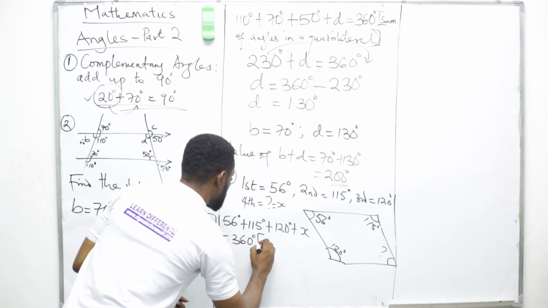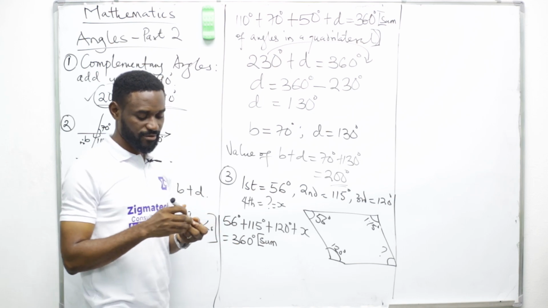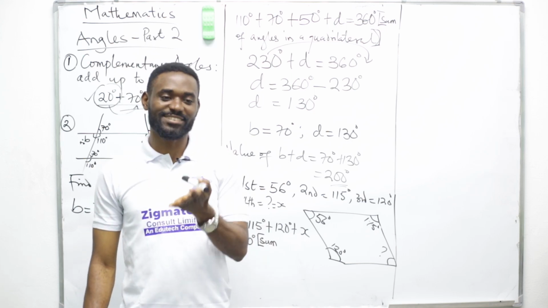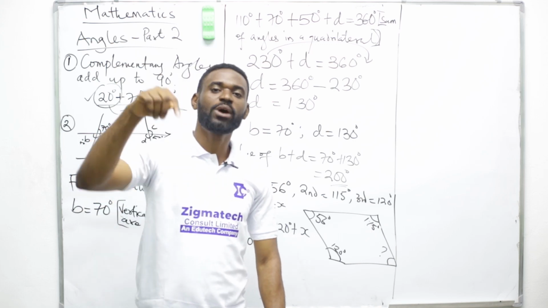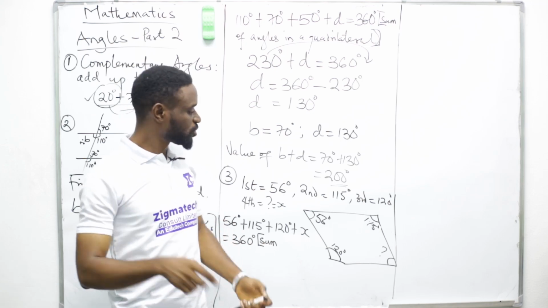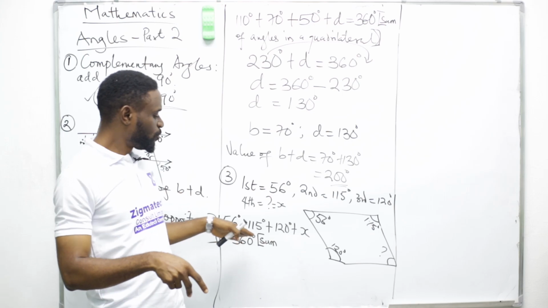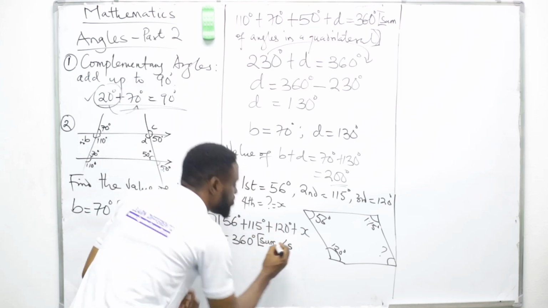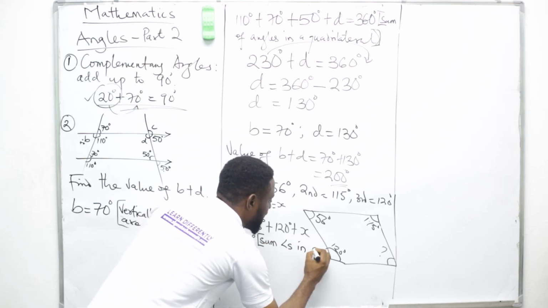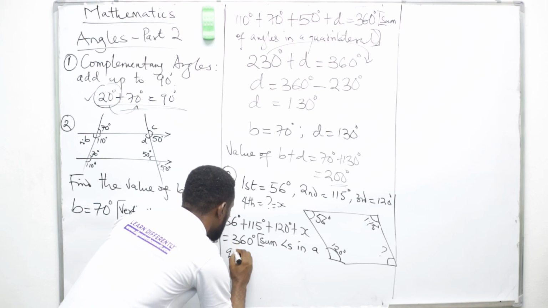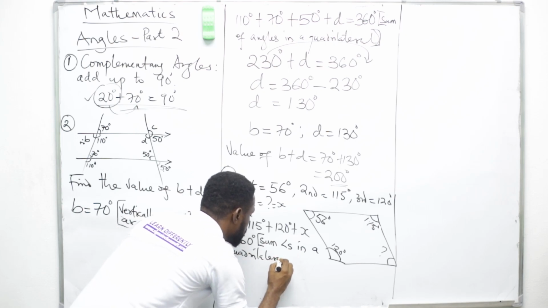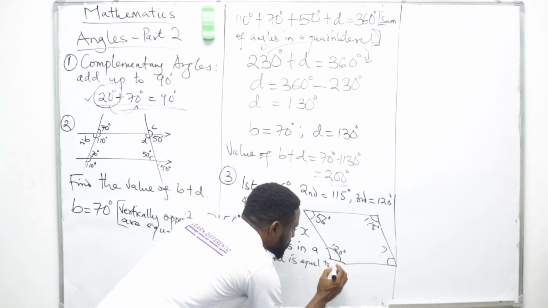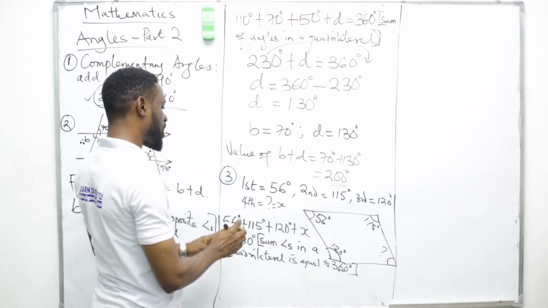360 degrees. Always give the reason. If you're doing an objective question, you just want to get the right option and tick. But if you are solving a theory question, you must give your examiner a reason why you did that. That reason has its own mark. So the reason for this is: sum of angles in a quadrilateral is equal to 360 degrees.